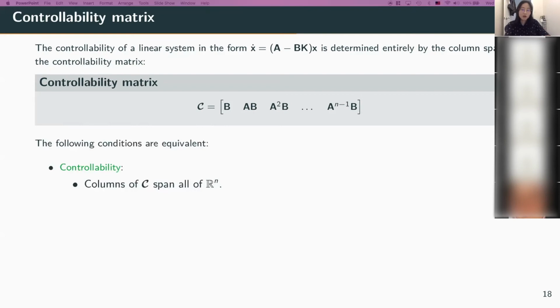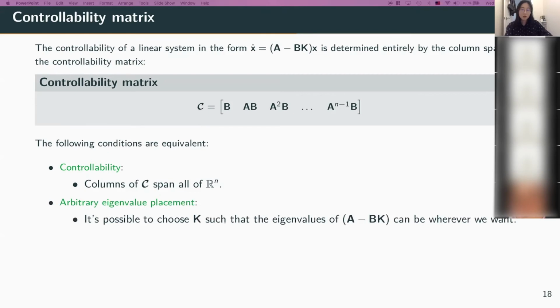Right, so there are 3 conditions that are actually equivalent. First is controllability. So the system is controllable if the columns of C span R^n, which means that to determine the controllability, you can just check the column rank of C and see if that equals n. Controllability also implies that it's possible to choose the gain matrix K such that the eigenvalues of A minus BK can be wherever we want. And this is really nice because it allows us to essentially control how stable we want the system to be in all the directions.